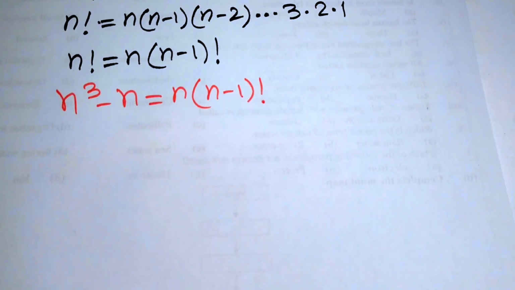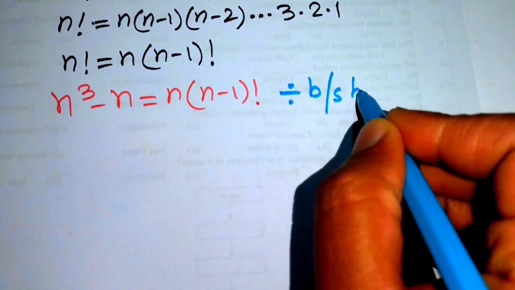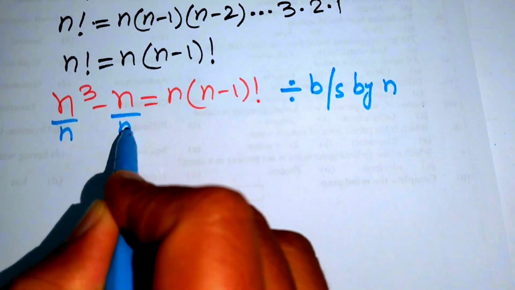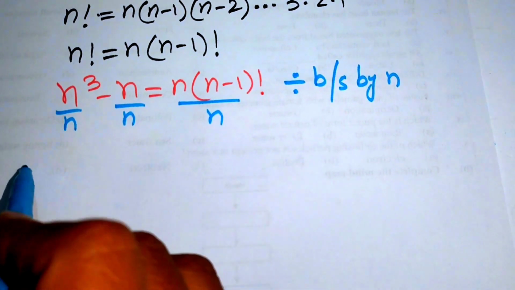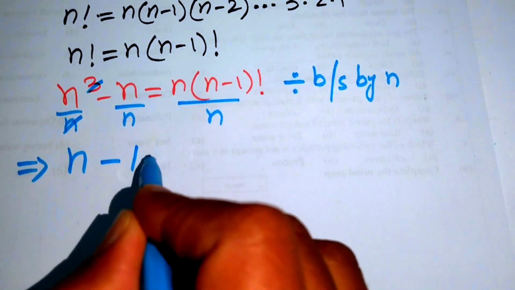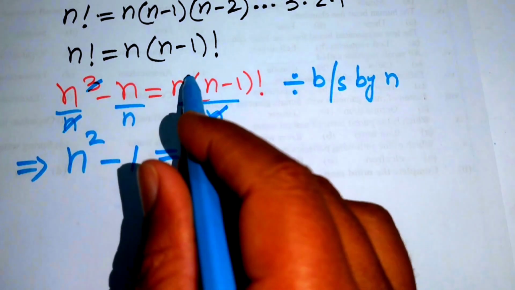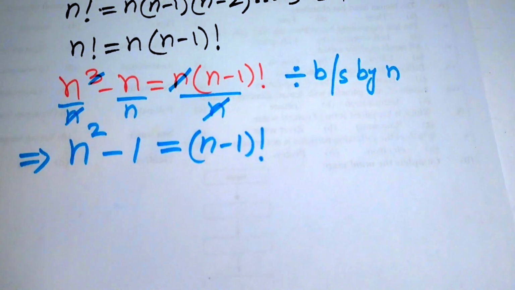Here you see that we have n as the common expression on both sides, so we divide both sides by n. We write n cubed over n, n over n, and n times n minus 1 factorial over n. So this n is cancelled by this n and we get n squared minus 1 equals, this n is cancelled by this one, n minus 1 factorial.